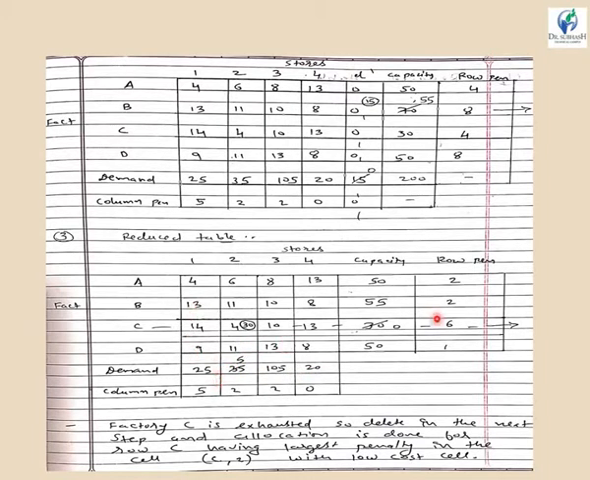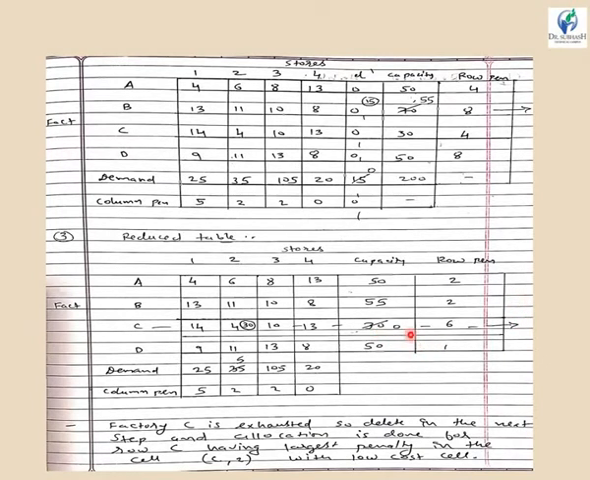Now again calculating the row penalties and column penalties, following the same procedure. For this row, you can see the smallest element is 4 and second smallest is 6. So the difference between that will be 2. Similarly for this 10 and 8, the difference will be 2. For here it will be 6. For this column it will be 5, 2, 2, 0. So you can see the row C is having the largest penalty among all the penalties that we have found out. So we will select this row for doing the allocation.